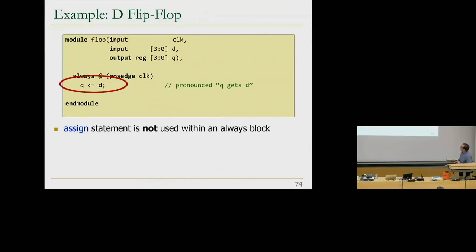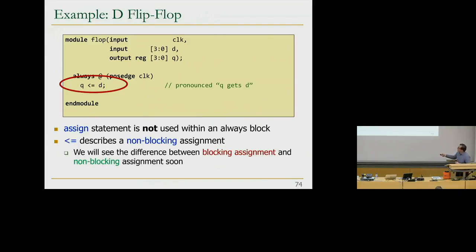So, the assign statement, we used it before for wires. We don't use it within the always block. The always block is a bit simpler like this, because it's not a wire. This is really a stateful element. And this is the non-blocking assignment. This less-than-or-equal sign is really not less than or equal to, it's really an assignment. Maybe unfortunate syntax, but that's how it is. We will see the difference between blocking and non-blocking soon.